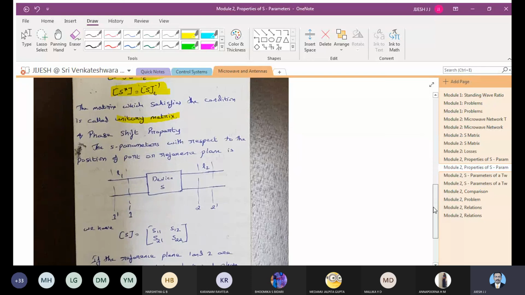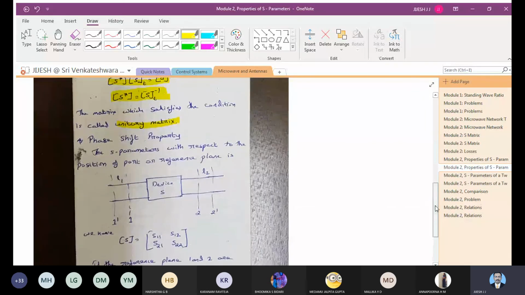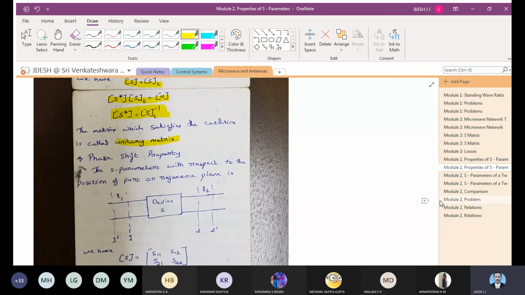The fourth property is very simple. All of you have completed the unitary property, correct? Is there any doubt? It's clear for all of you? Yeah, sir. So write down the fourth property, phase shift property.